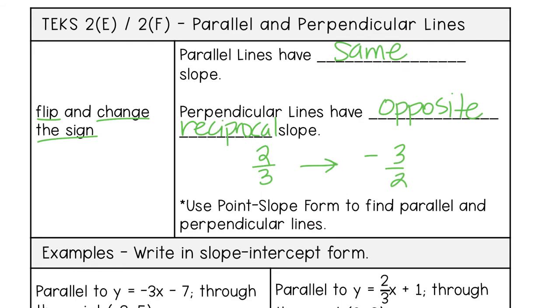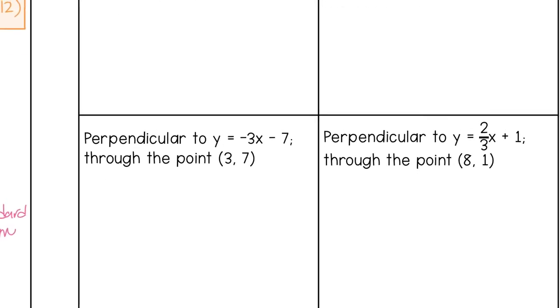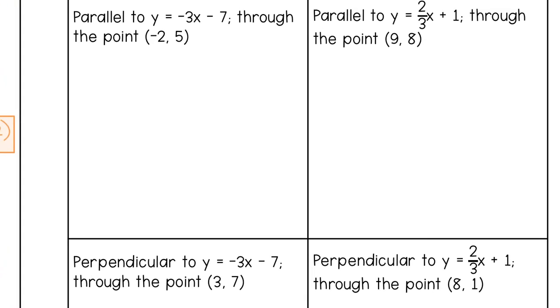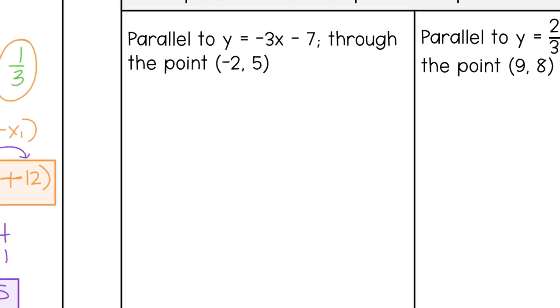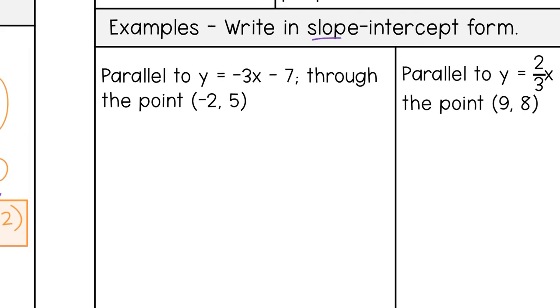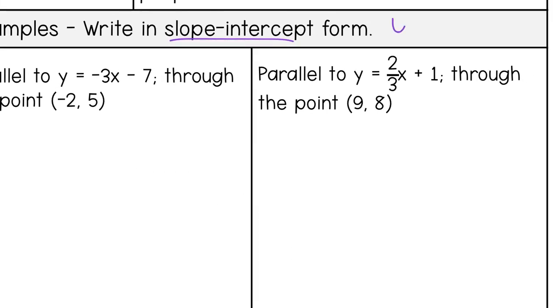Okay, so I have quite a few examples. I'm not going to do all 4 of them. I think we're just going to do 2. So let's do one parallel and let's do one perpendicular. So this first one, I want a line that's parallel to y equals negative 3x minus 7, but going through the point negative 2, 5. And in the instructions, it says slope intercept form, so we're just going to keep it in y equals mx plus b.